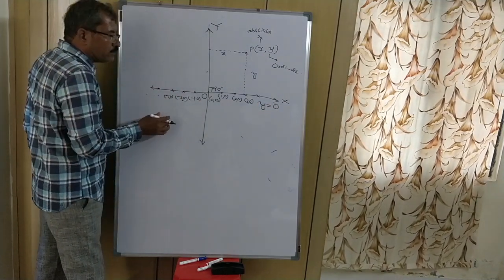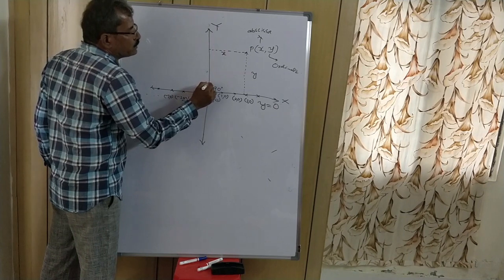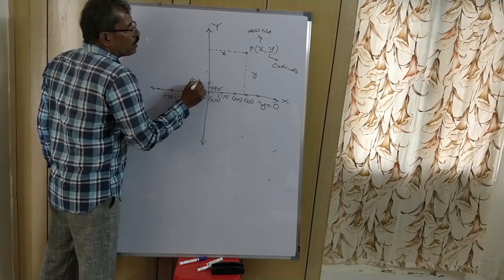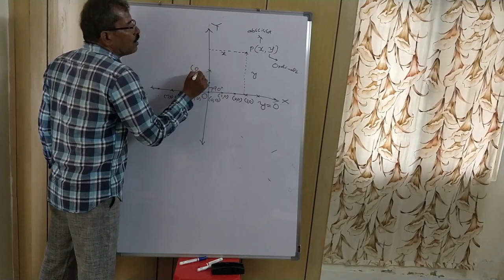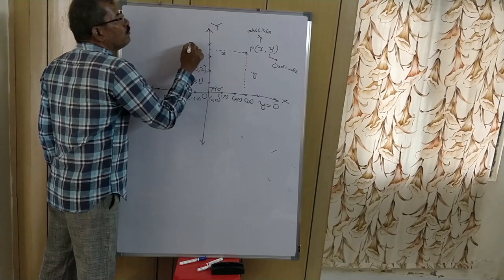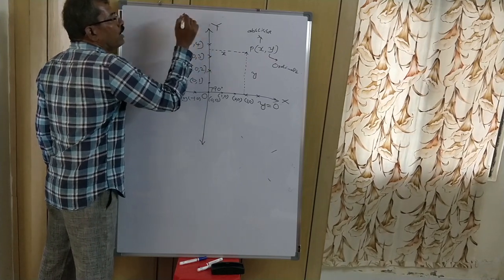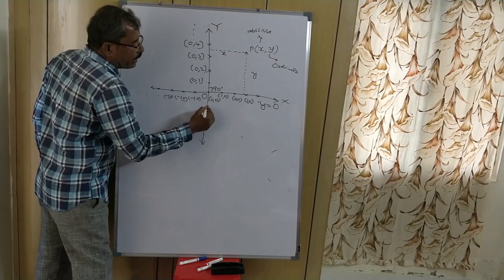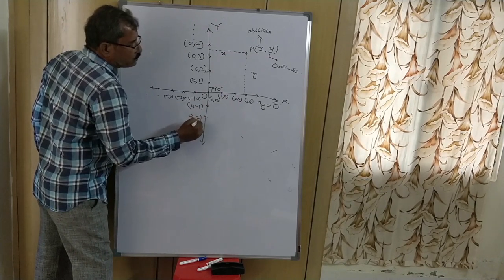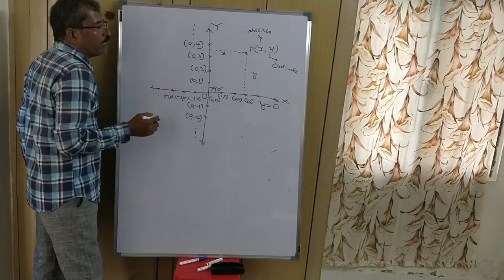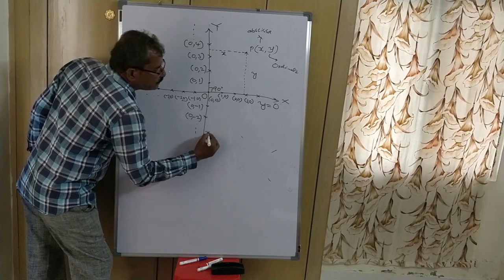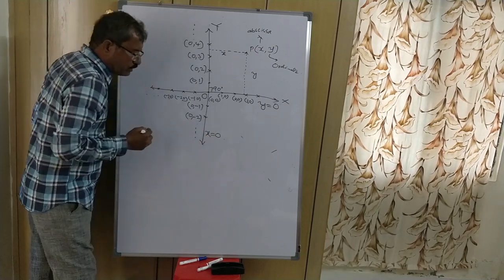Like that, on the y-axis, the abscissa is 0. Say 0, 1. This one is 0, 2. And this one is 0, 3. And 0, 4. Like that, we have the points on the y-axis. Here you have 0, minus 1, 0, minus 2, and so on. So the equation of the y-axis is x is equal to 0.